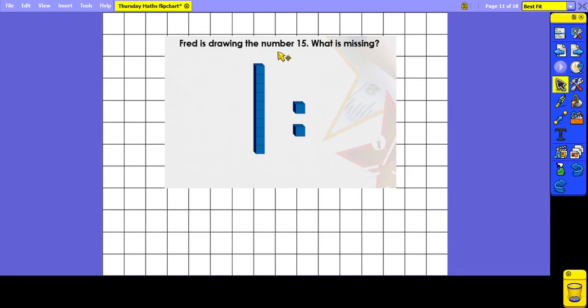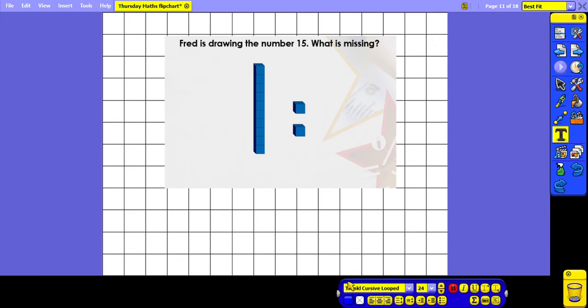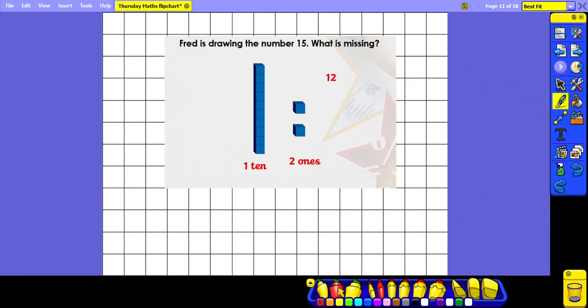Fred is drawing the number 15. What is missing? Okay, let's have a look at what Fred has got then. So he's got 1 10 here. And then there are 2 1s. So the number that Fred is representing is 12. But he wants to represent the number 15.